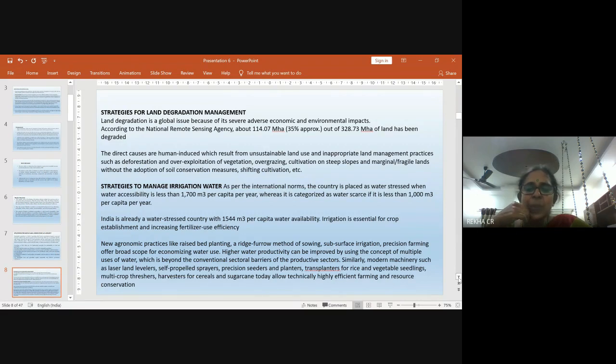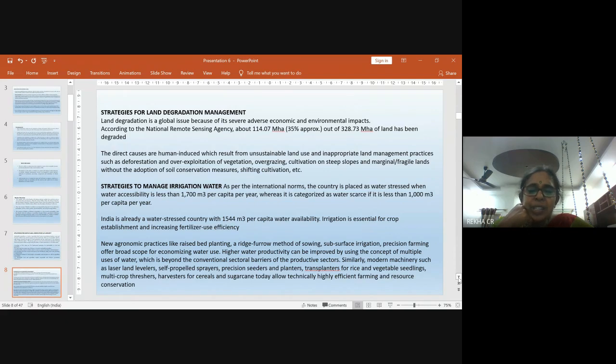So what are the strategies to manage irrigation water? See, a country is placed as water stressed when water availability is less than 1,700 cubic meters per capita per year, and it is categorized as water scarce if it is less than 1,000 cubic meters per capita per year. India is already a water stressed country with 1,544 cubic meters per capita water availability.